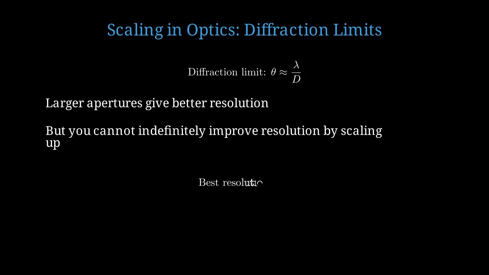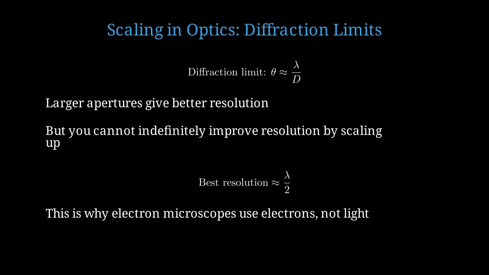The best possible resolution is approximately half the wavelength. For visible light around 500 nanometers, this limits resolution to about 250 nanometers. This is why electron microscopes use electron waves, which have much shorter wavelengths than visible light, enabling nanometer scale resolution.